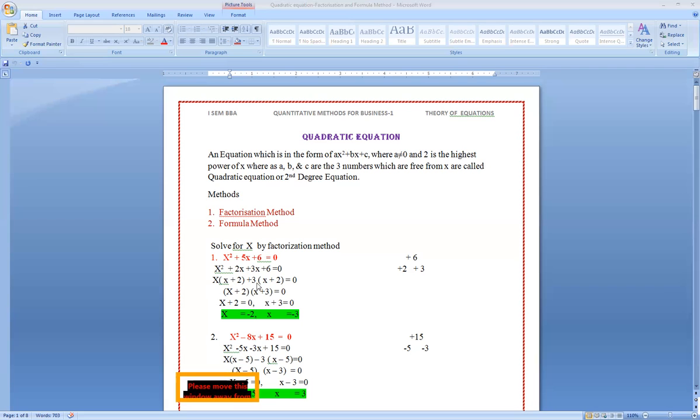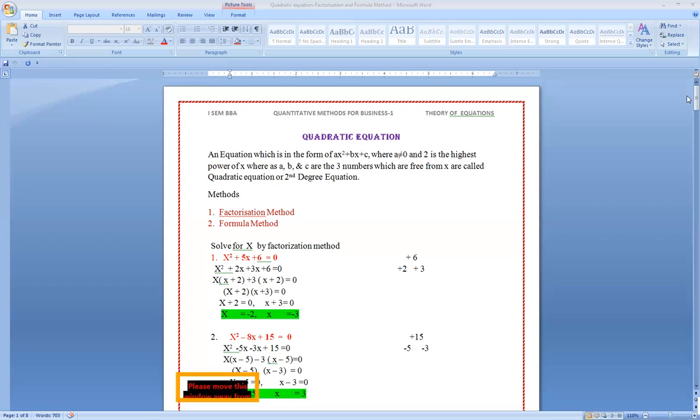Now we get two values of x. One bracket is x plus 2, another one is x plus 3, and the product equals 0. If x plus 2 equals 0, the value of x becomes minus 2. If x plus 3 equals 0, the value of x equals minus 3. So we can write the value of x as minus 2 or minus 3. This is how we calculate with the help of the factorization method.